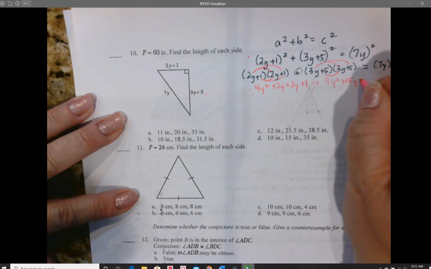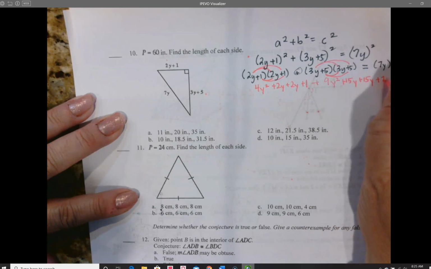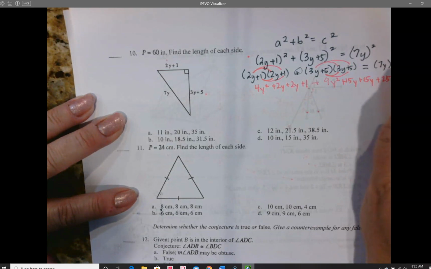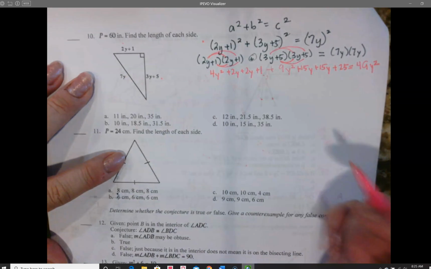5 times 3y is 15y. 5 times 5 is 25. And then 7 times 7 is 49y squared. All right, so now I've got a bunch of like terms and I'm going to combine them.